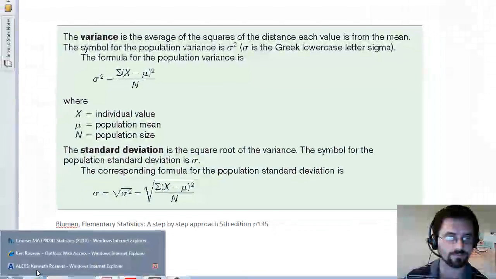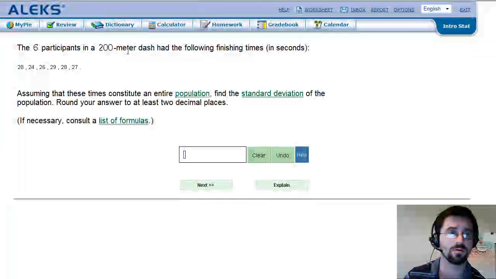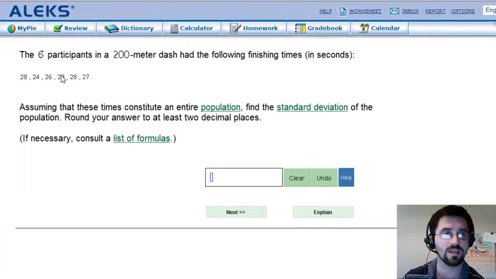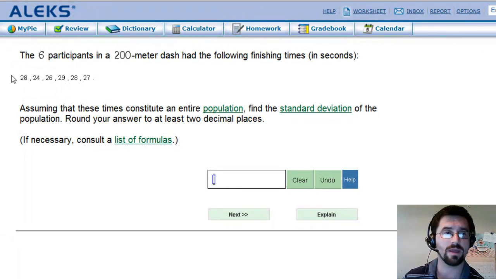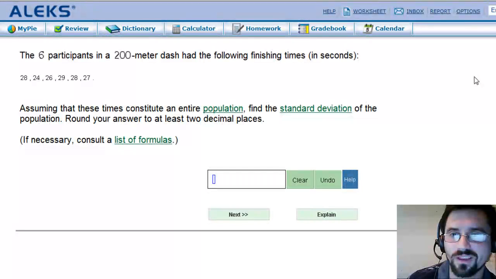So here we go. I'm going to do an analysis. We have 6 participants in the 200-meter dash, had the following times. Not bad times. This was me, 26:27, back when I used to run. Yes, I was slow. That's okay, though. What do?